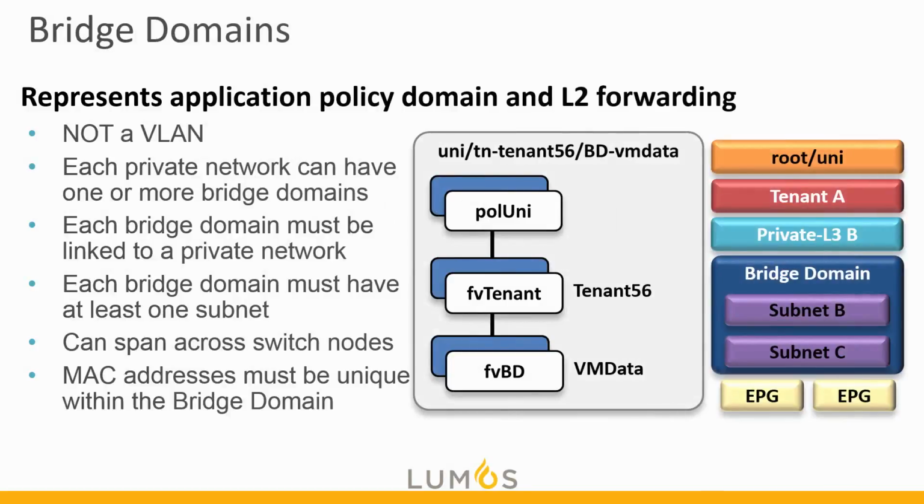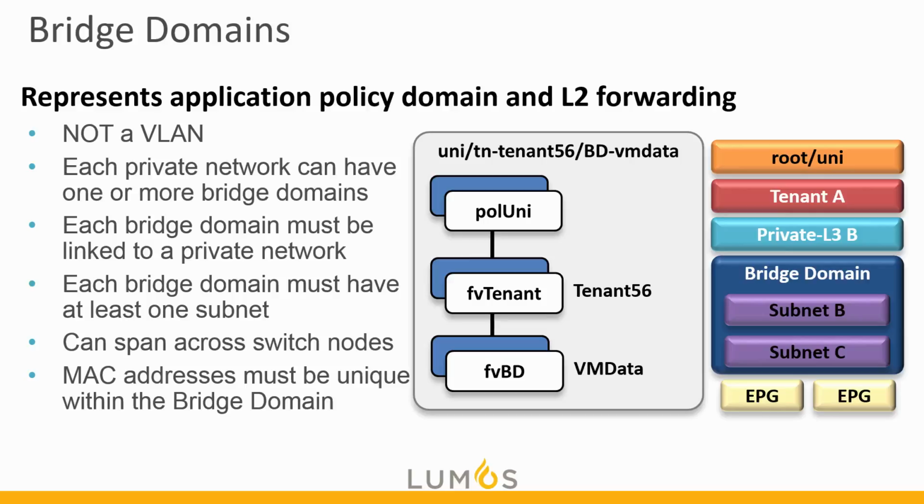So now let's talk about a layer 2 VXLAN bridge domain. So again, we really want to drive this home. This is not a VLAN. So each private network can have one or more bridge domains, but each bridge domain must be linked to a private network. Now keep in mind that ACI is a declarative model, meaning it doesn't necessarily force you on the web user interface to configure everything that you may need to configure. You will get a fault raised.